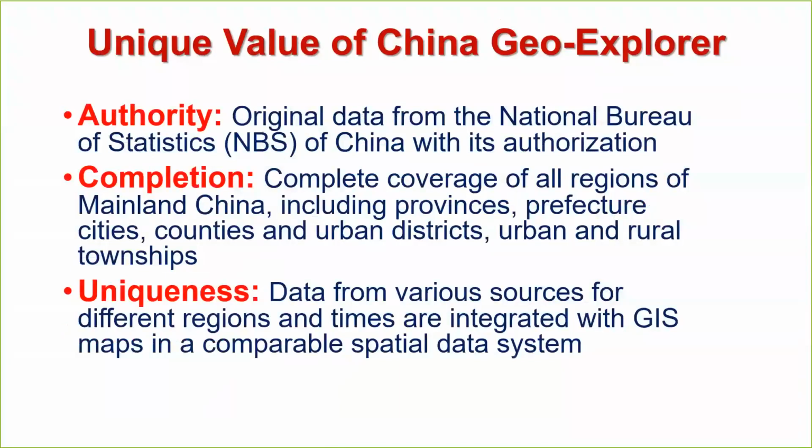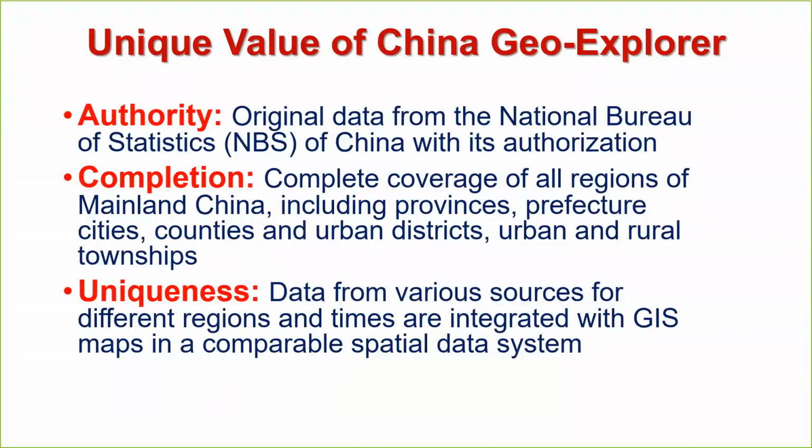The number 1, authority. All original data in the China GeoExplorer, or most of the original data, are from the National Bureau of Statistics of China with the authorizations. So we do not make up the data, or make corrections to the data. We respect the original data received from the National Bureau of Statistics. So those data are first-hand and not second-hand, say from paper publications.